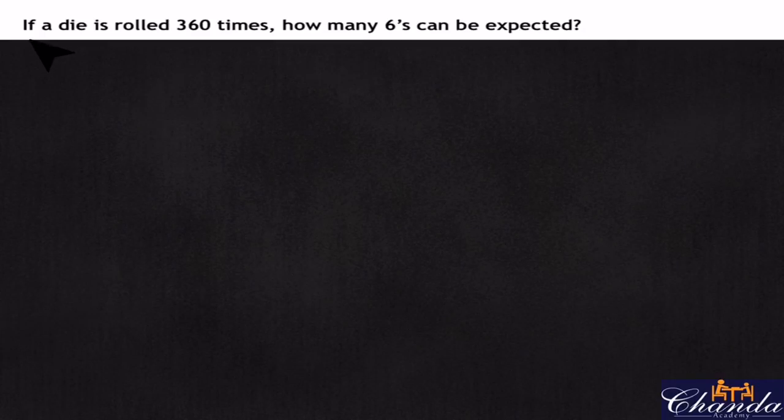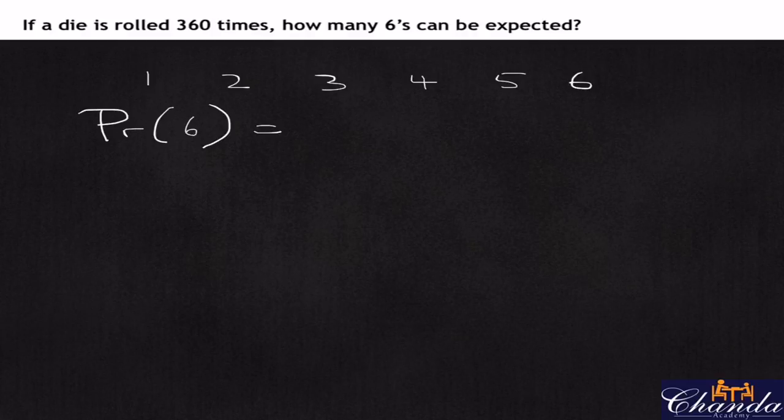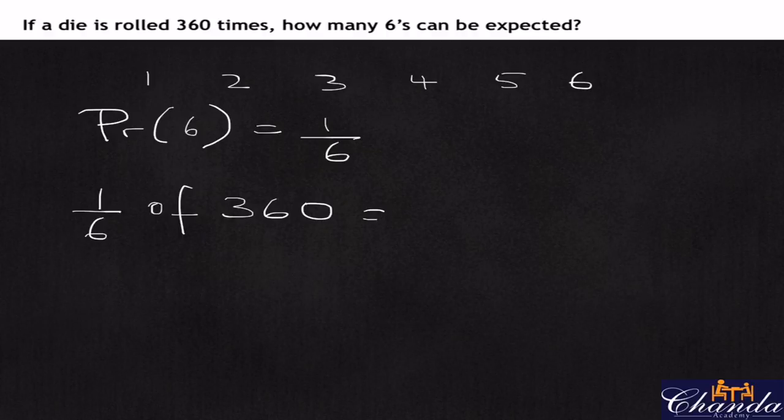Okay, so this question says, if a die is rolled 360 times, how many sixes can be expected? All right, so these types of questions are really common, guys. So we have a die which has sides 1, 2, 3, 4, 5, and 6. The probability of a 6 coming up, out of the 6 possible outcomes, is obviously just 1 out of 6. So 1 out of 6 is the probability of a 6 coming up. So 1/6 of the total of 360 rolls will be the number of times sixes can be expected to come up.